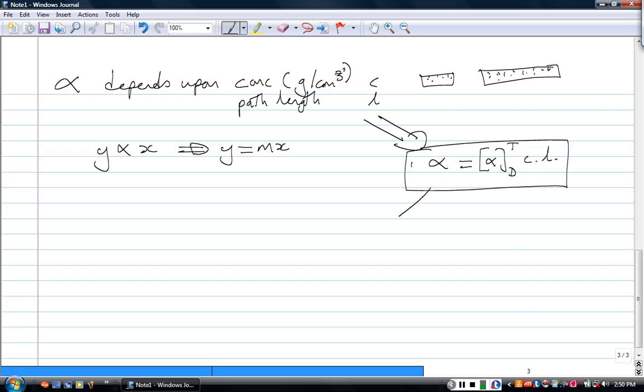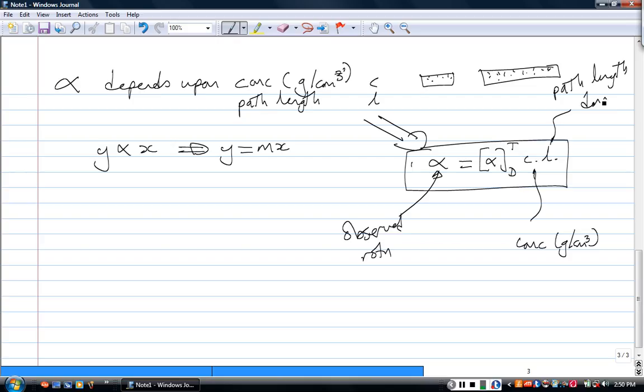Now let's define these terms. Alpha is the observed rotation. C is the concentration in grams per mil, really odd unit. L is the path length in decimeters. And L really is a standard unit of 1 decimeter, and that's typically what the cells are made of. This term, the alpha Td, is called the specific rotation.